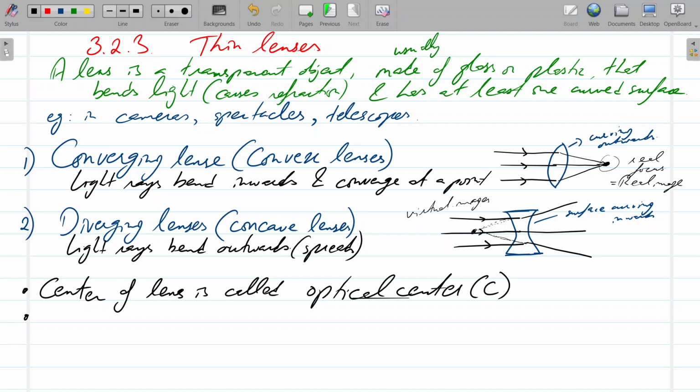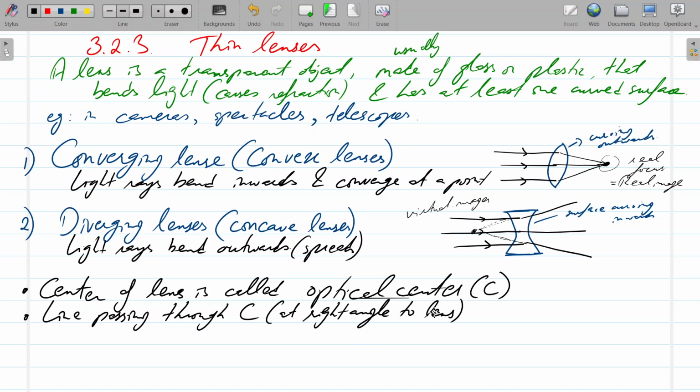Then the line passing through C at right angles to the lens is called the principal axis, which is basically this one in the middle. Clear?